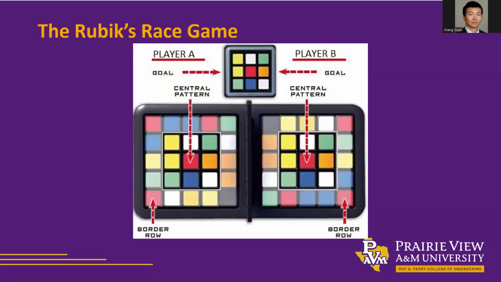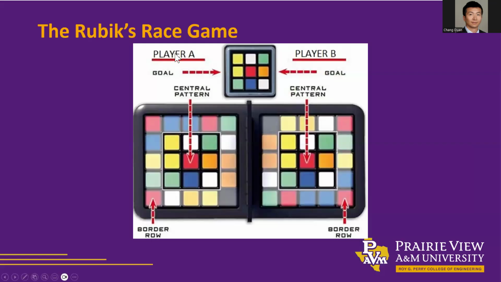The Rubik Race game is a two players slide puzzle game. There is a scrambler, which is shown on top of this figure, and the game begins with shaking this scrambler. The scrambler contains nine cubes with different colors on each side, so six different colors in total. As a result, a random three by three color pattern is generated.